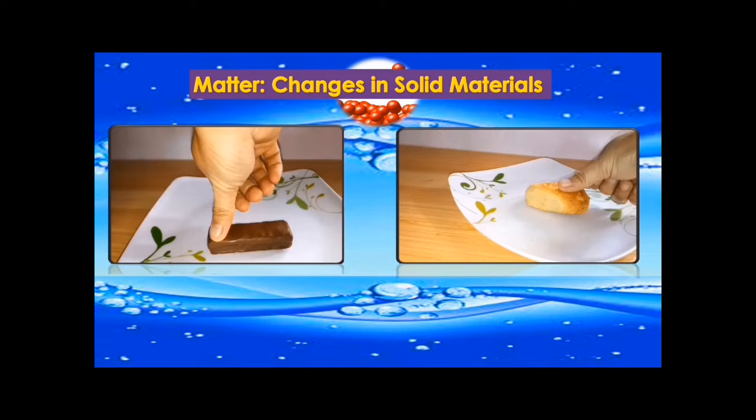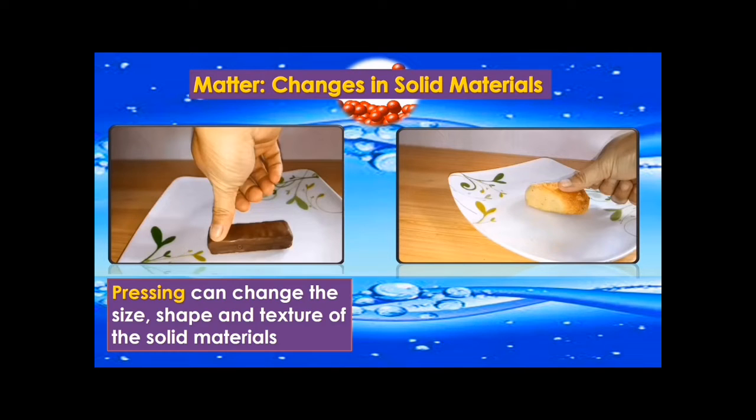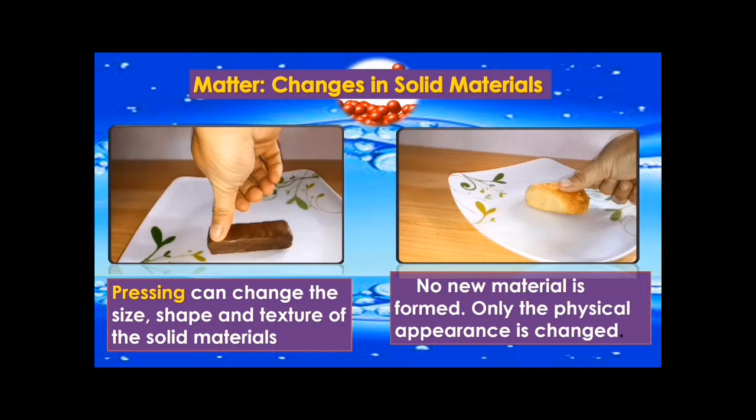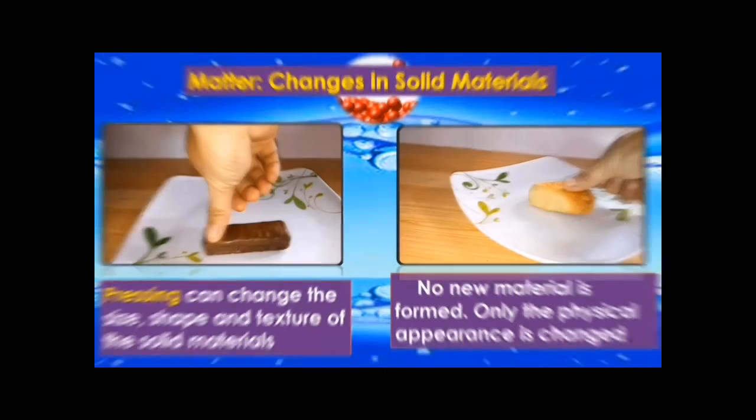Now what can you say about pressing a solid material? What changes are observable during our activity? Right, pressing can change the size, shape, and texture of the solid materials. It made the solid material become smoother or flattened. No new material is formed. The solid material is still in its original state, only the physical appearance is changed.